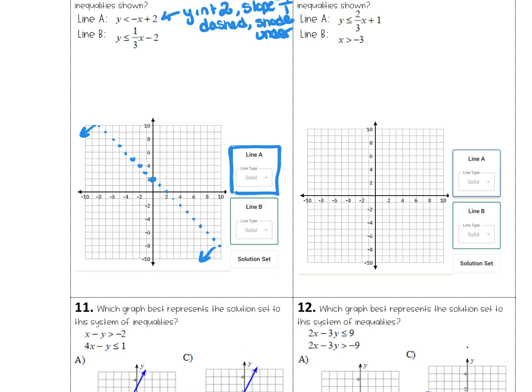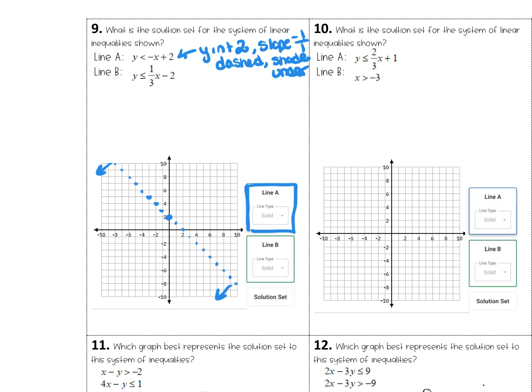So for the top line, your y-intercept was 2. Your slope's -1 or -1 over 1, which means you're going to go down 1 and you always go to the right. I'm going to go to the right 1. I'm going to click here and change this to dashed or dotted. So my line is dashed. And when I shade, I will shade only under this one.